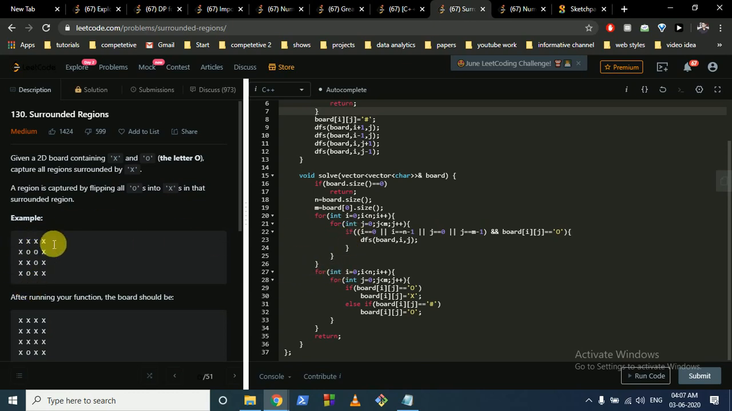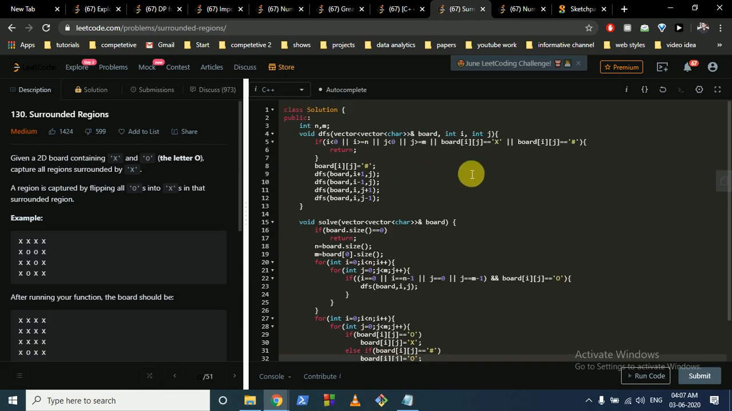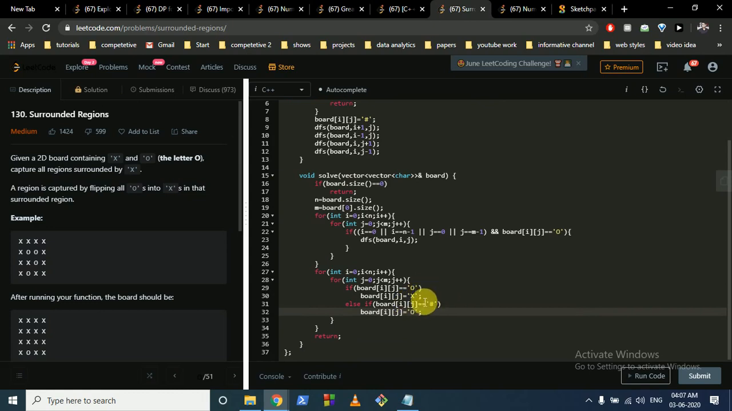Thus, we will again iterate over the whole matrix and if we encounter an O, it means it will be captured in the final matrix, and thus we will convert it to X. And all those board points which are hash, we know that they are the ones which remained as 0, so we will convert them back to 0, because in the final matrix which we have to return, we have to not return hash, we have to return zeros and X's. So we will iterate over the whole matrix, convert the remaining O's to X, and convert all the hashes back to zeros, and then we just return.